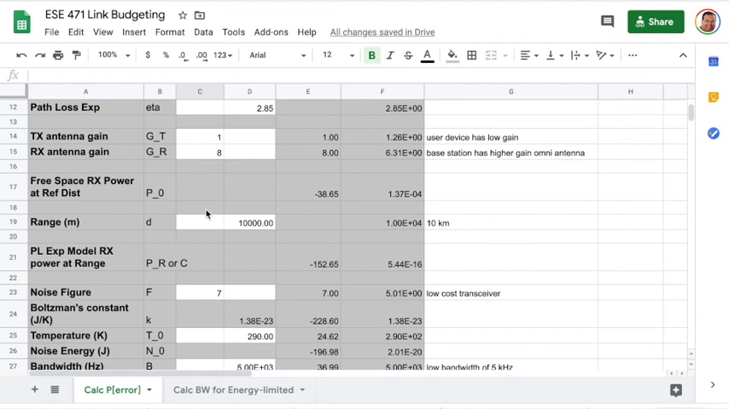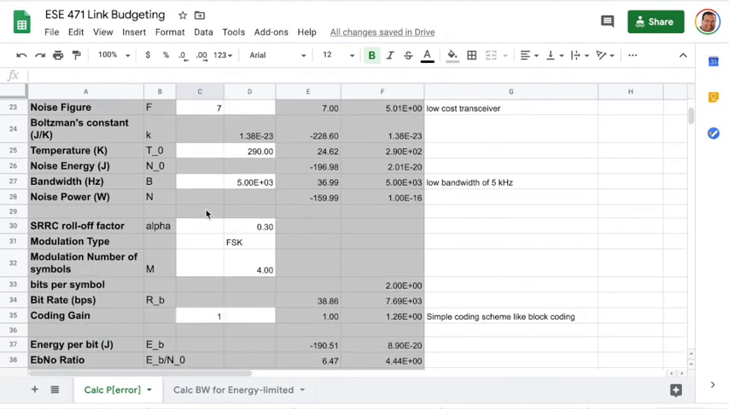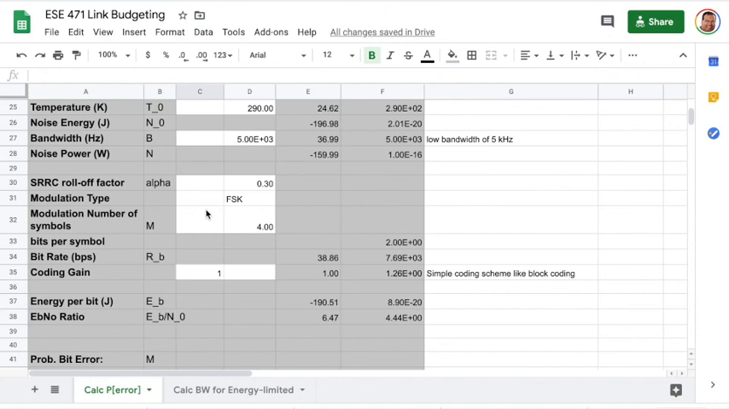And I invite you to try it out when you're doing your homework to check your answers, or when you're designing a communication system to determine what the system parameters would be across a variety of different modulation types.